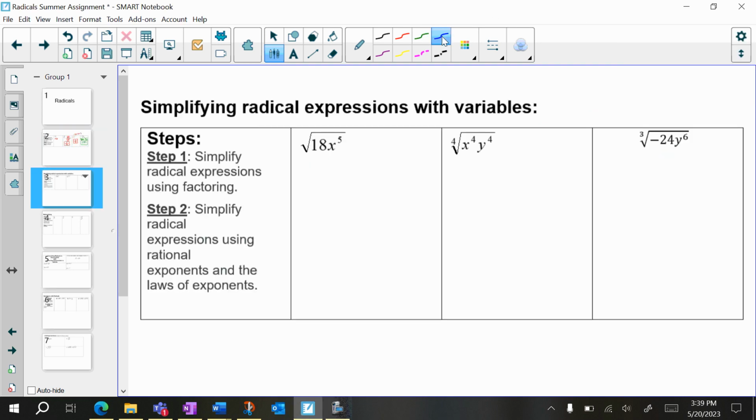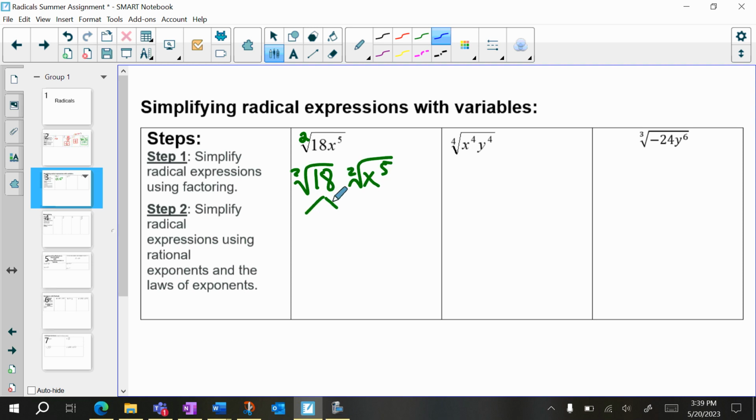Next, we're going to simplify radical expressions with variables. Here are the following steps. Step 1, simplify radical expressions using factoring. And step 2, simplify radical expressions using rational exponents and the laws of exponents. Okay, so notice here there's no index. When there's no index, we all know that there's a 2 here. So let's just break this down. So I want the square root of 18 and then the square root of x to the 5th.